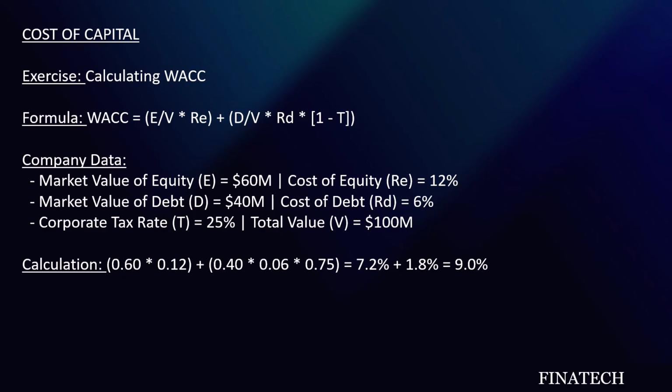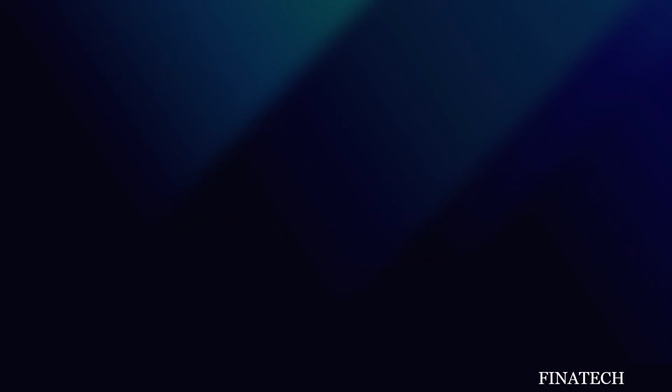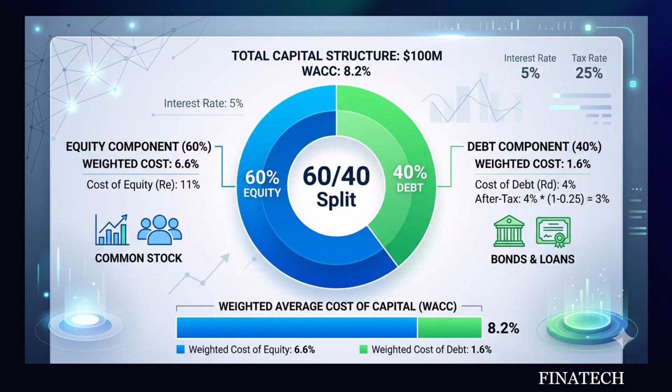After calculation, we had 9% of WACC. This is a sample graph showing you the difference between the equity component on the one hand and the debt component on the other. You see the blue represents your equity and the green represents the debt.